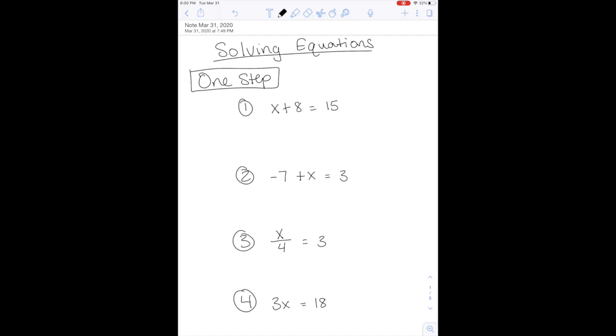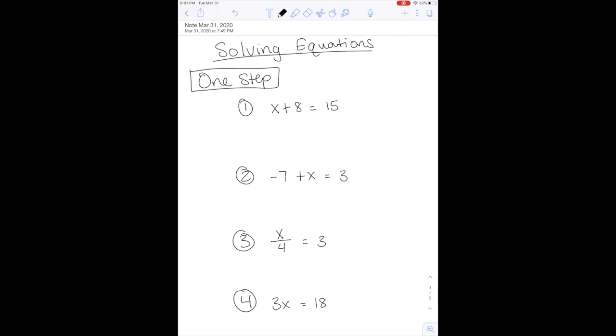So we're going to start with one-step equations. When we're solving one-step equations, all that means is that in order to isolate x or whatever variable, you only have to do one thing. So if we start by looking at number 1, the only thing we have to do is get that 8 away from the x. We want x to be by itself, and we want 8 to be back over with its friend, 15.